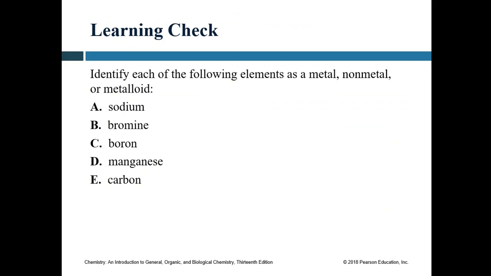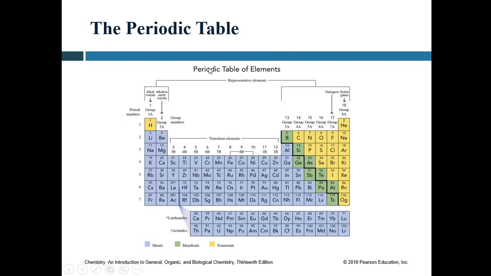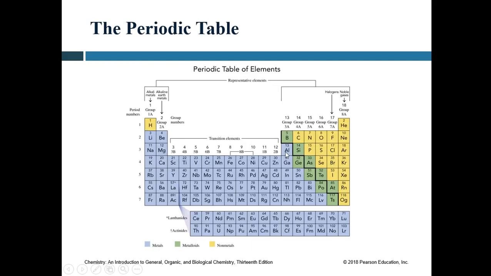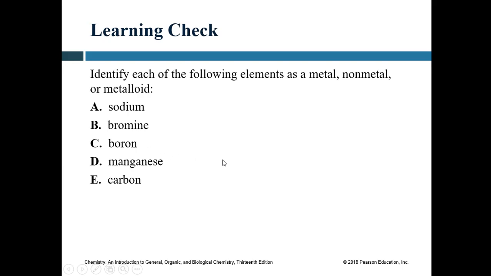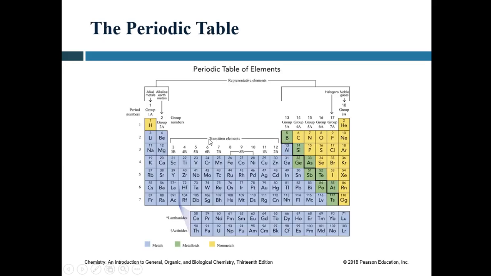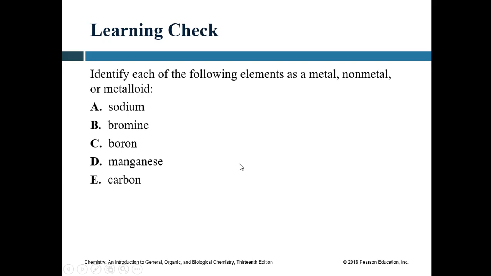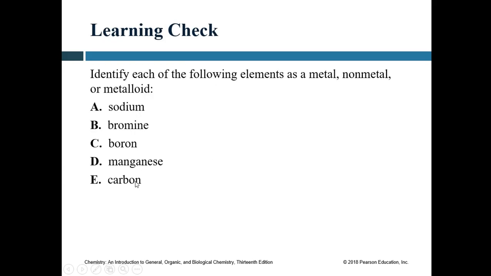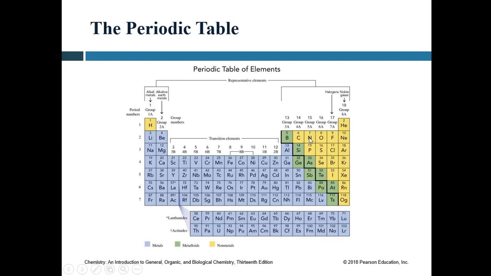So identify each of the following elements as metal, nonmetal, or metalloid. Well, you have to have a periodic table. So let's look at this. Sodium is right here, that's on the metal side, not a problem. Bromine is over here, that's a nonmetal. Boron, that's right here, so it's a metalloid. Manganese is right here, so that's a metal. And carbon is right here, so that's a nonmetal.